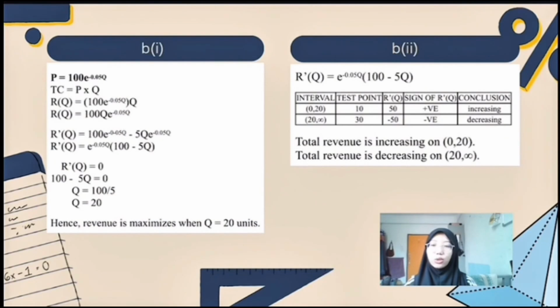In conclusion, total revenue increases when output is less than 20 units. Meanwhile, total revenue decreases when output is greater than 20 units. That's all from me.